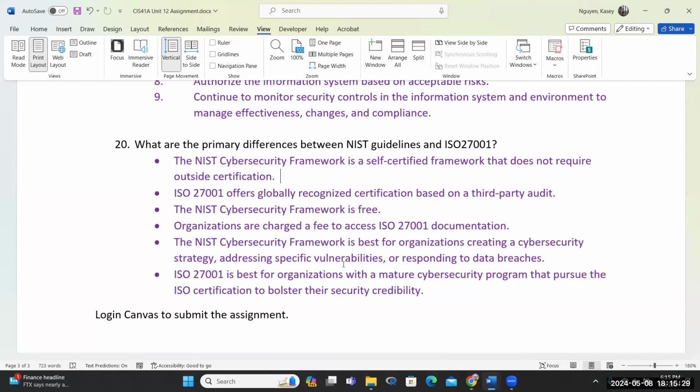RFP is request for proposal, right? So when a company is looking for security solutions, they would give you, this is what we have, and see how you respond. So basically, you respond to the request for proposal with the security solution. Okay, any questions? All right, I'm going to stop the recording for the lecture.